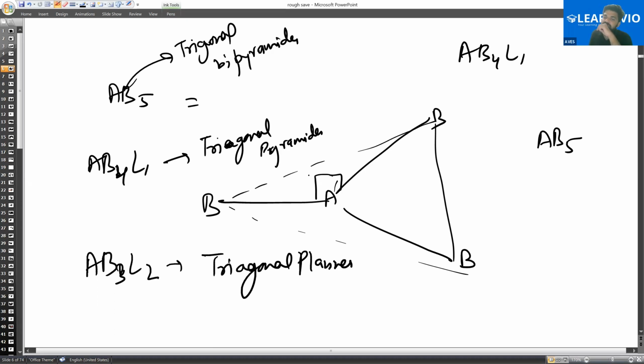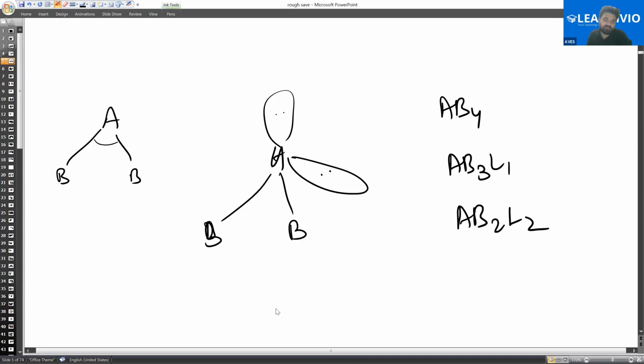Now you remove one more from it. Okay, got it? Yes, sir. So we will start with this type of shapes. Please start writing.